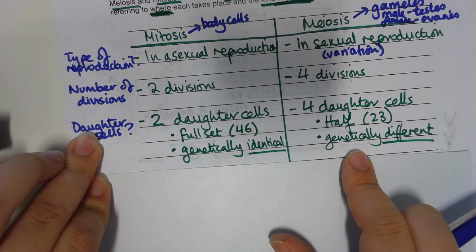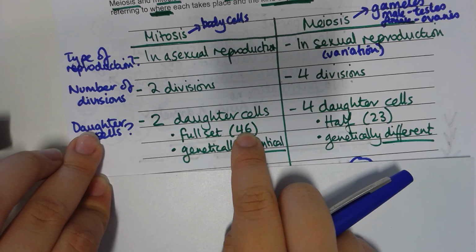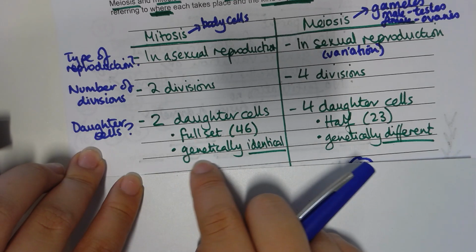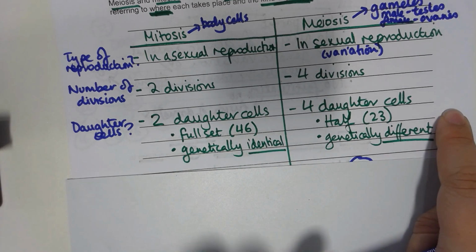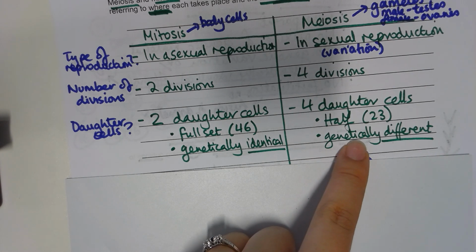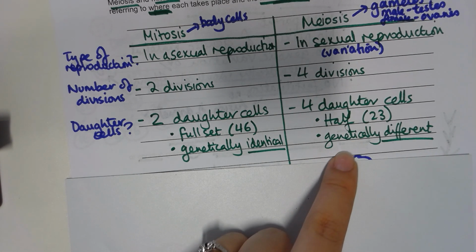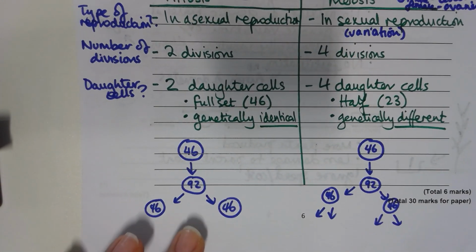And the daughter cells in mitosis are a full set of 46 chromosomes, and they are genetically identical, whereas in meiosis there are 4 daughter cells and these are half. They are half the amount. They are not genetically identical. And finally, I've drawn a picture here that might explain this further.